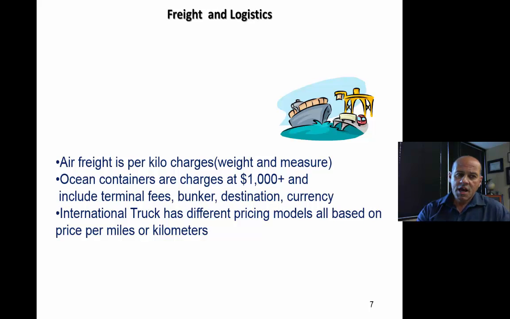Freight and logistics. Air freight is charged per kilo throughout the world. Again, weight and measure, so either the actual weight of the goods or the volume, whichever is greater. So you have to be conscious of that to get an accurate costing when you're doing your landed cost. Ocean containers can be $1,000 and up to several $1,000s. Those ocean freight fees should also include things like terminal handling, bunker fees, destination fees, currency adjustment factors. So it's very important to check to make sure that the ocean freight you're being quoted includes all of these ancillary fees.